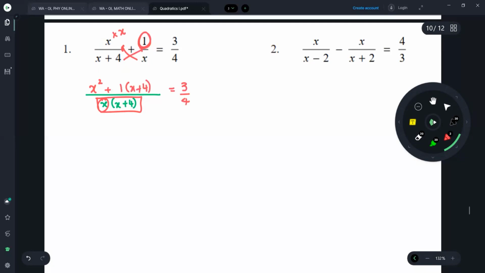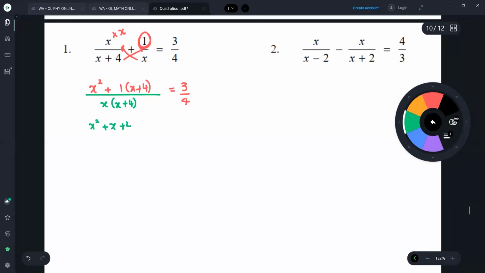Equals 3 over 4. Yes or no, all of you? Yes. Now, Fatma, are you there? Yes, sir. It's going to be x squared plus x plus 4 over x squared. Now, Natish, you're going to open this up, okay? Yes, sir. x squared plus 4x.